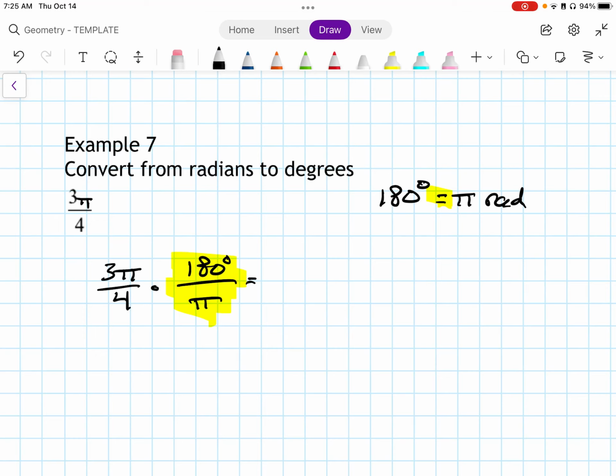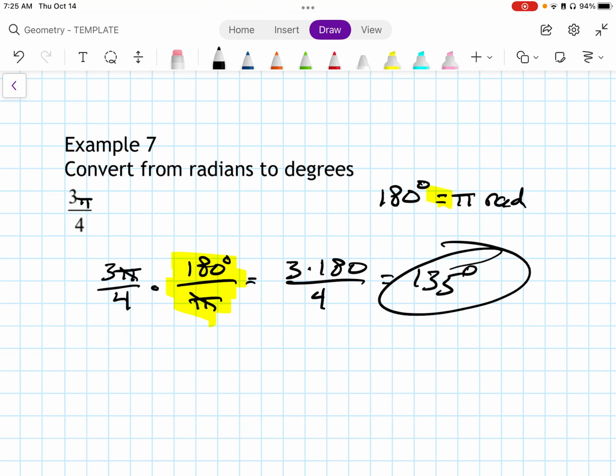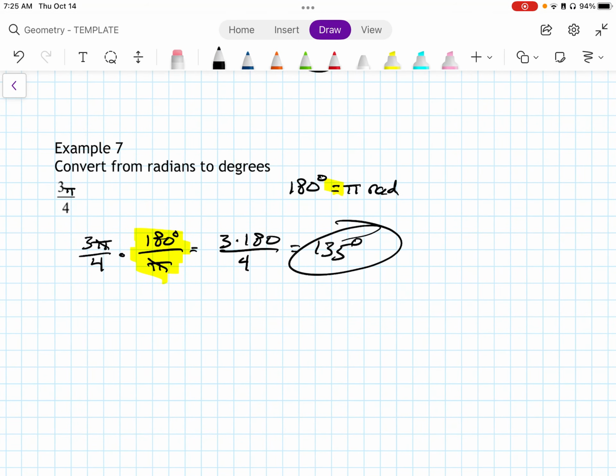So I multiply these, my pi's cancel, and I have 3 times 180 over 4. 3 times 180 divided by 4 is 135 degrees. All right, that is that.